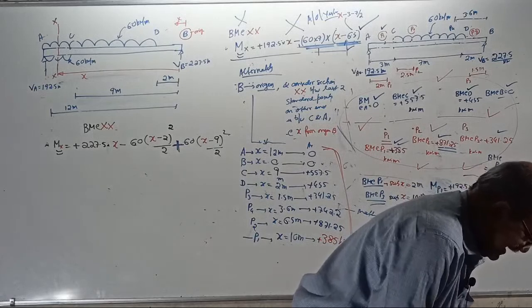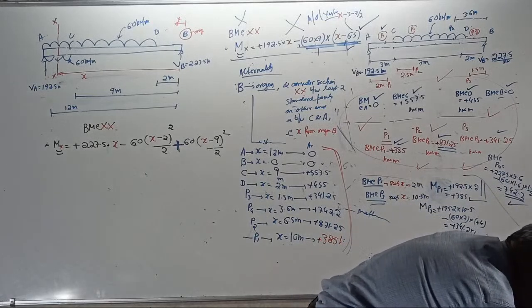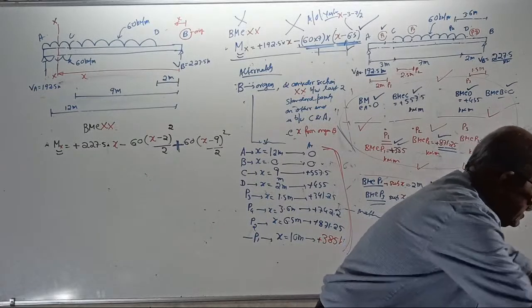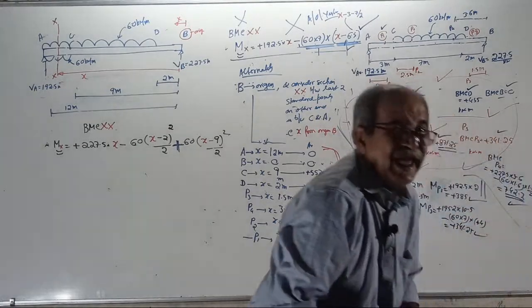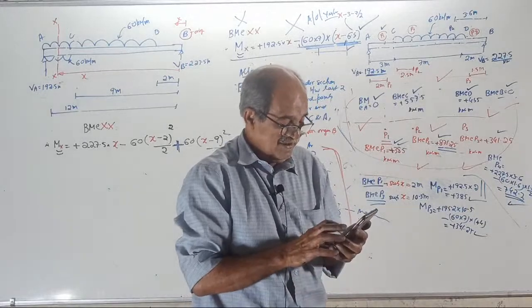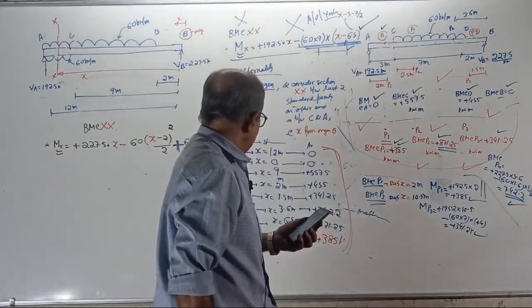Sometimes people tell, sir, this is called cheating. No, it is not cheating. It is showing confidence, that's all. No cheating, nothing. Where am I cheating? Tell me, all values are tallying or not tallying?